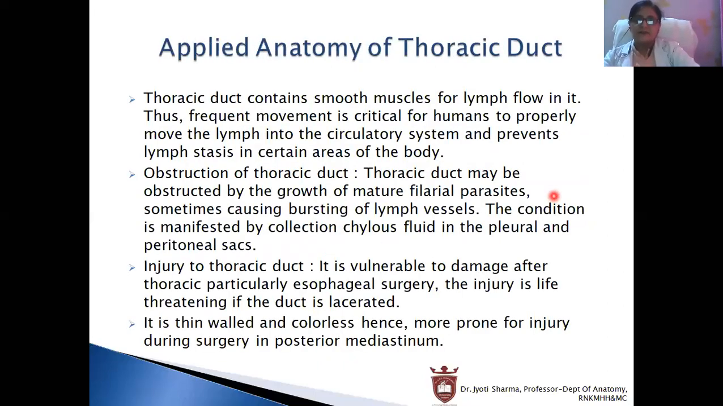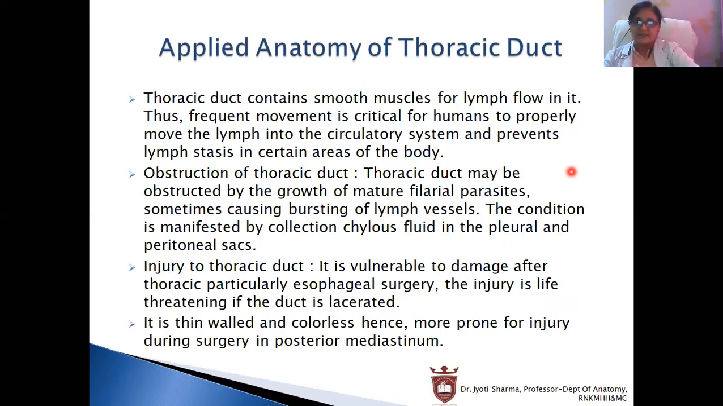Now we see the applied anatomy of thoracic duct. Thoracic duct contains smooth muscles for lymph flow in it. Thus, frequent movement is critical for humans to properly move the lymph into the circulatory system and prevents lymph stasis in certain areas of body.